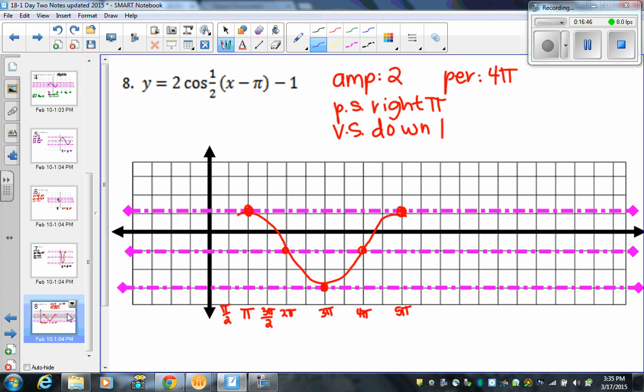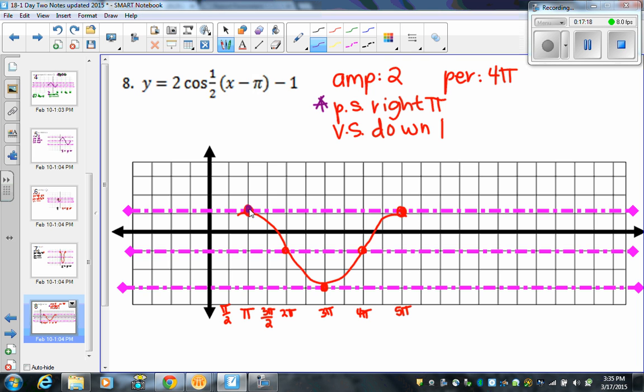And lastly, number 8 had all 4 pieces that were changed. So we had an amplitude of 2 and a vertical shift down 1. So our midline goes down 1, our high goes 2 units above and 2 units below. Since we had a phase shift right pi, instead of starting when x is 0, I start when x is pi units to the right. So cosine graph, I start high.